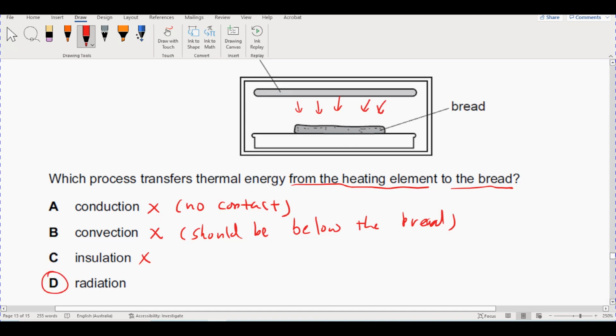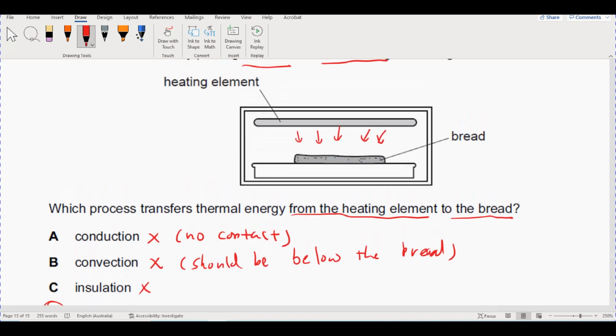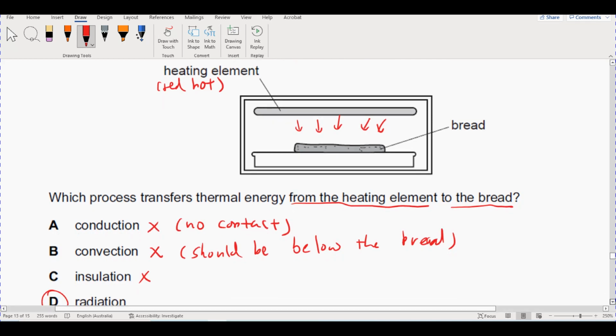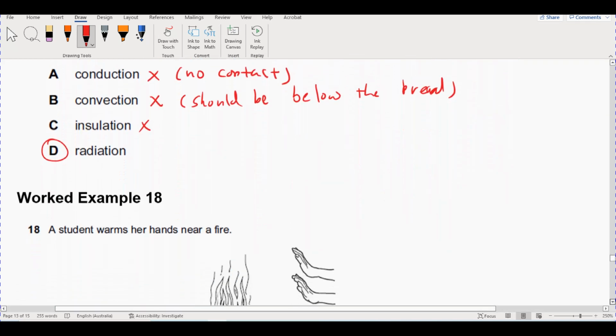Why? Because that heating element is red hot. When it's red hot, it radiates a lot of infrared, and infrared radiation doesn't need any convection current. It doesn't need any contact with the object. It can just travel through vacuum or air.